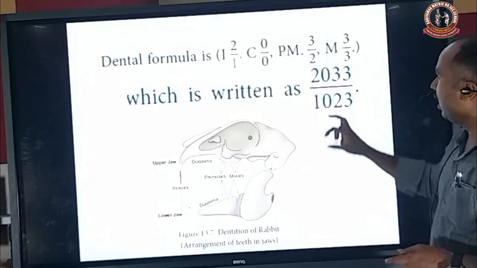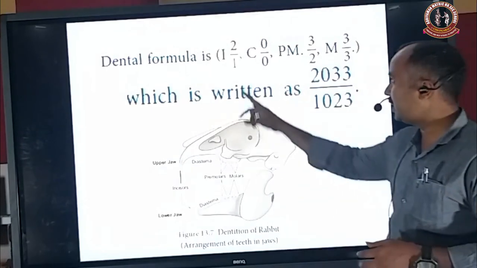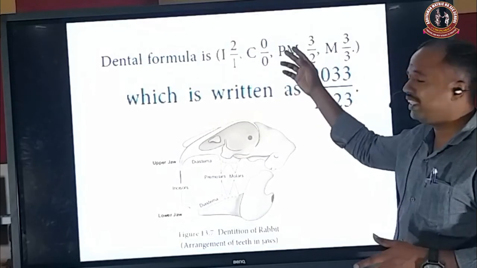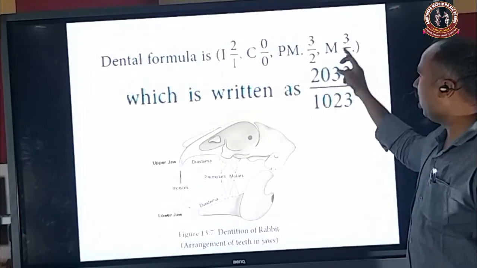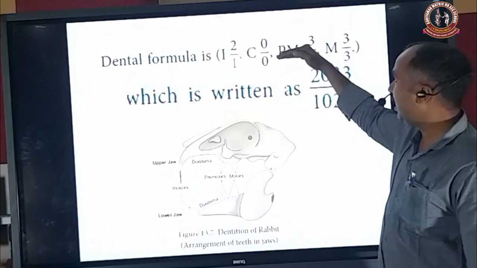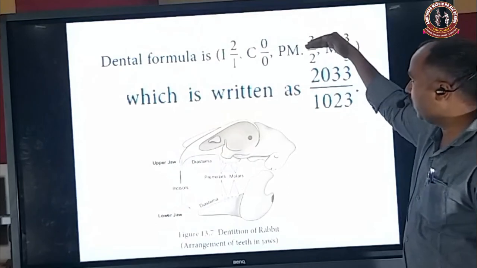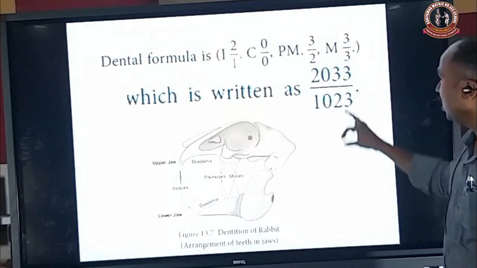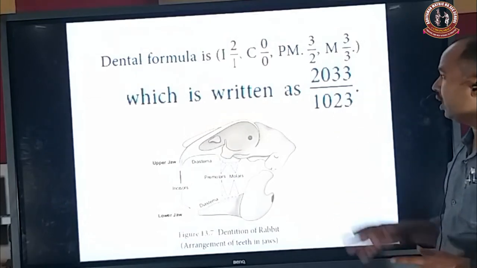And then the dental formula of a rabbit. Incisor 2/1, canine 0/0. Why 0/0? Because of the absence of the canine. Then premolar 3/2, molar 3/3. The upper number is for the upper jaw teeth and the lower number for the lower jaw teeth, which is generally recognized as 2/1, 0/0, 3/2, 3/3 as the dental formula of a rabbit.